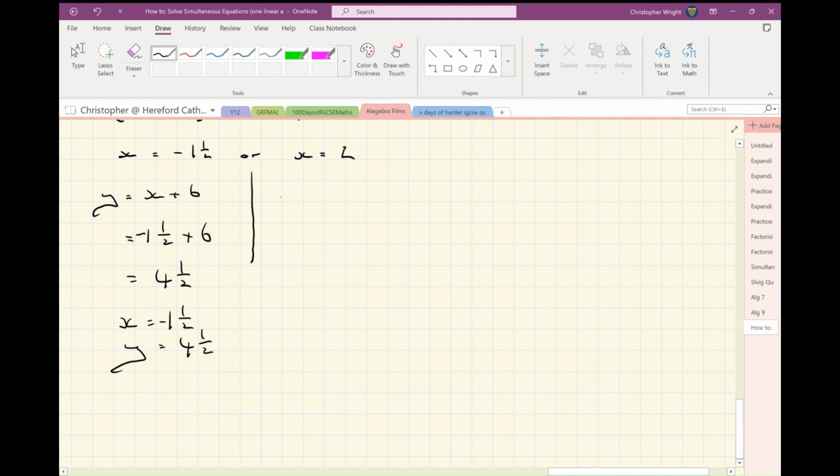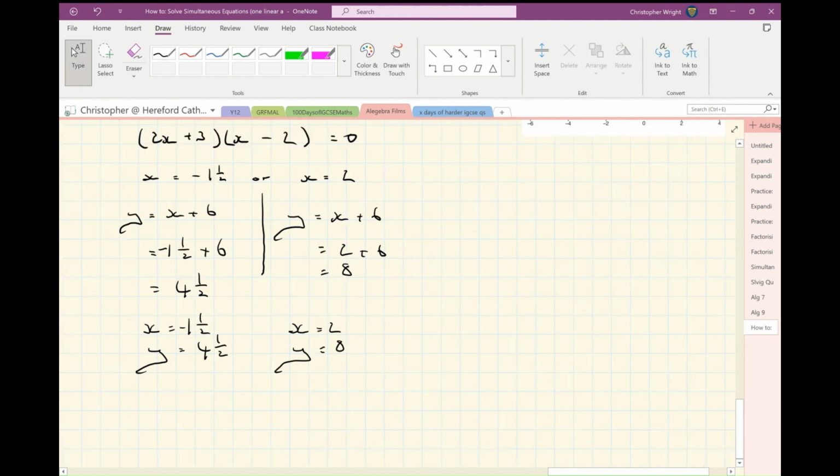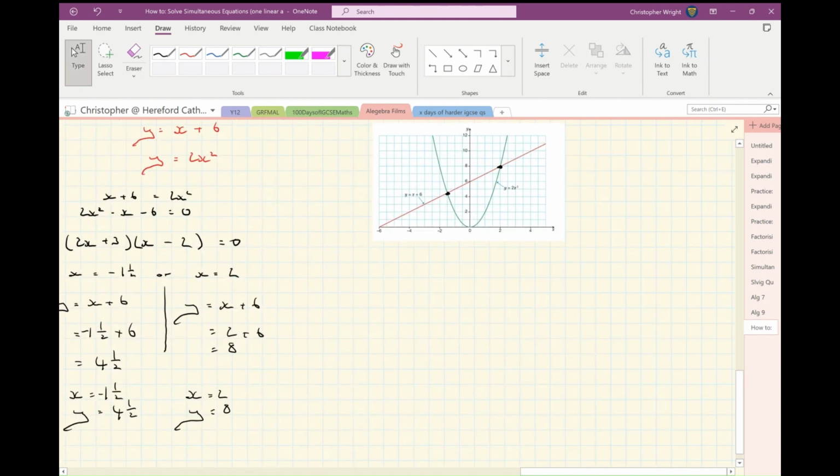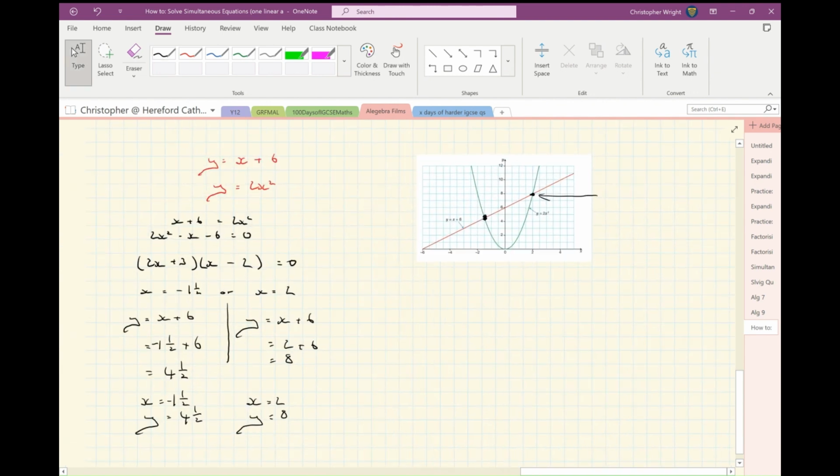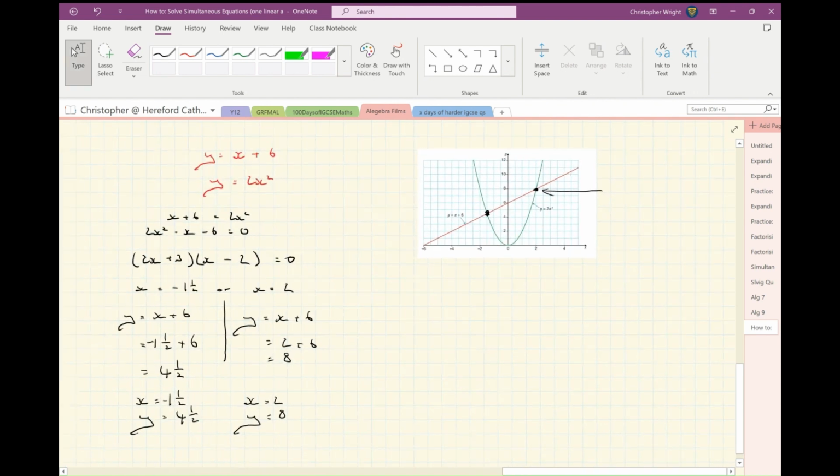And if x is 2, then y equals x plus 6, which is 2 plus 6, which is 8. So that gives me the solution x equals 2 and y equals 8. Let's check that that looks right. On my graph, you can see that this point of intersection on the left is (-1.5, 4.5), and the point of intersection on the right, this one here, is (2, 8). So that is how to solve simultaneous equations when one of them is linear and one of them is quadratic.